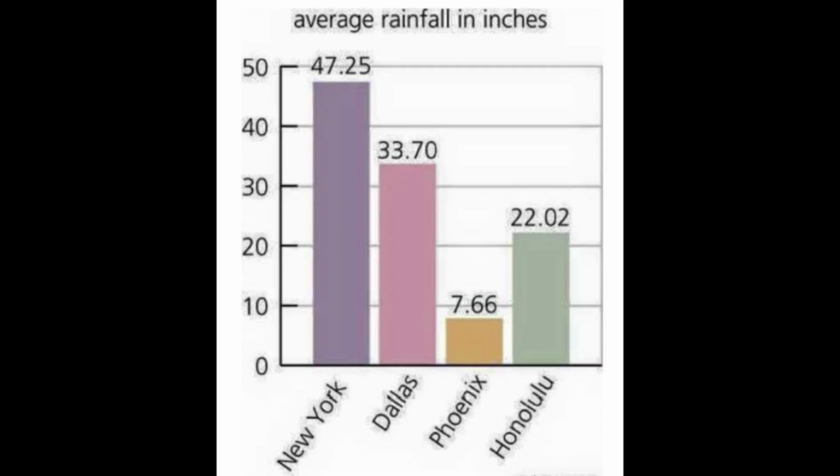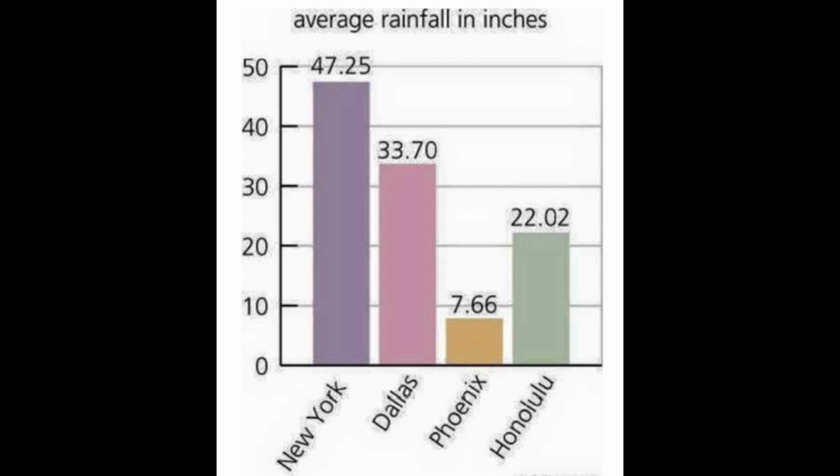The following picture gives information about the average rainfall in inches in New York, Dallas, Phoenix, and Honolulu. As we can see from the picture, New York has the largest amount, which is 47.25 inches, next to it is Dallas, which is 33.70 inches.